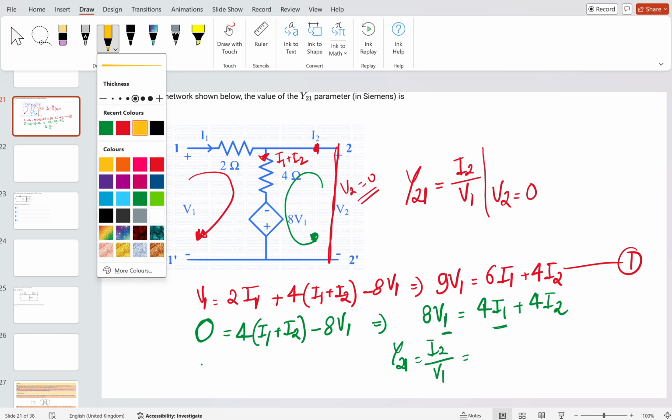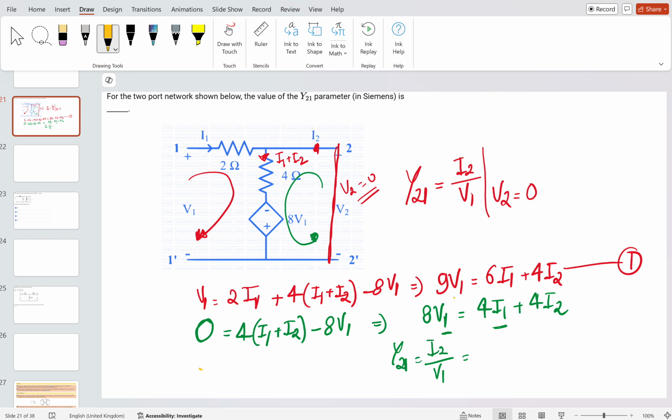So in this problem, there are two equations, 9V1 and 6 times I1 here. Okay. You want to say something? You can open your mic and ask or say whatever you want.